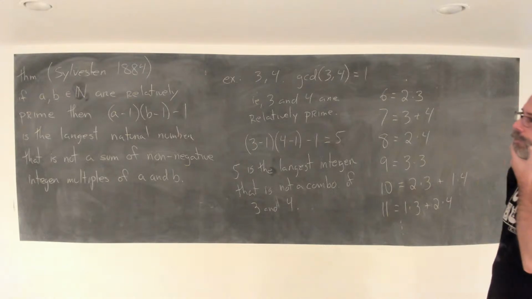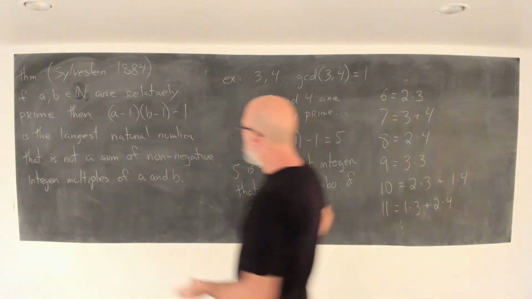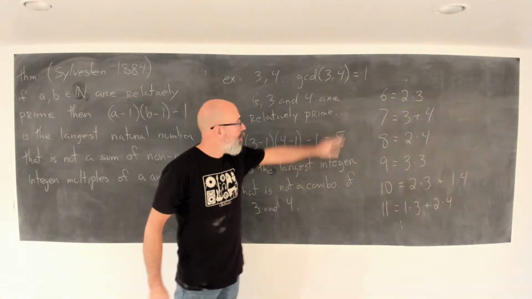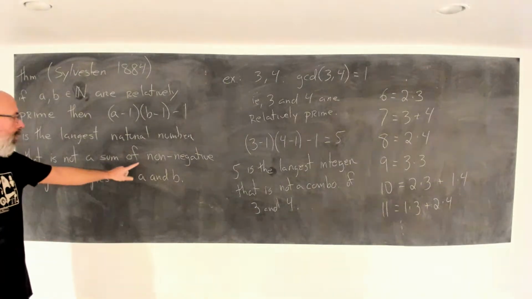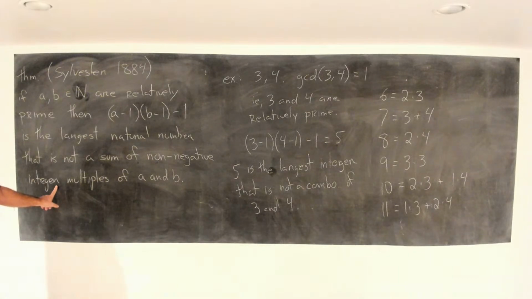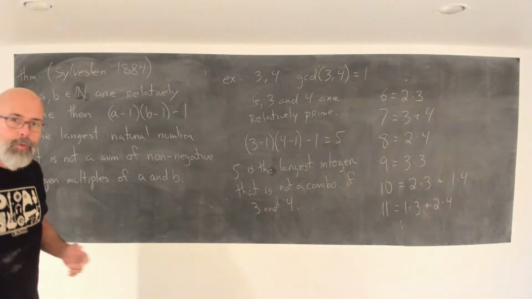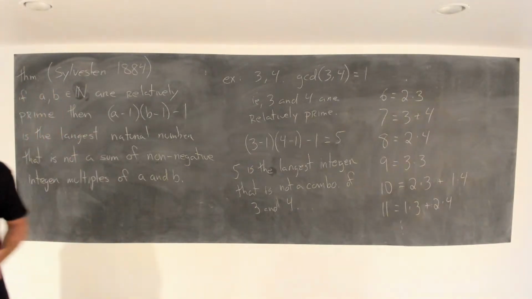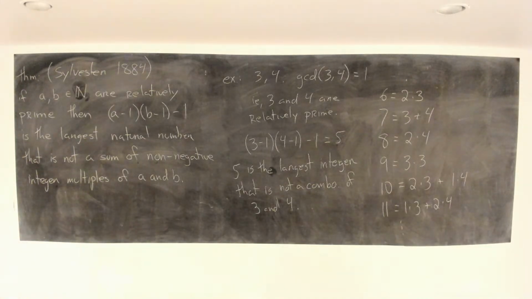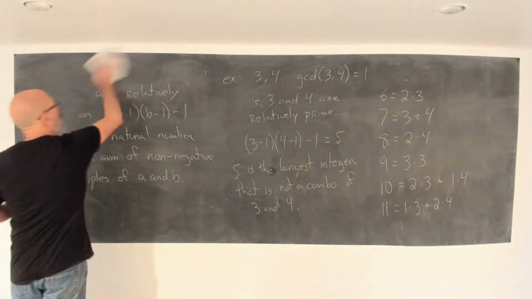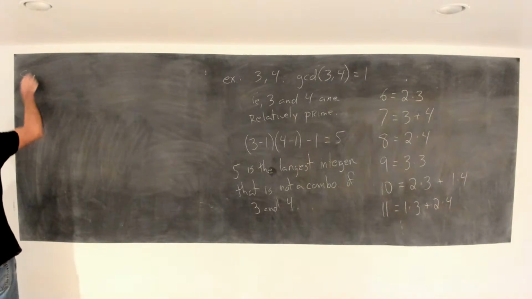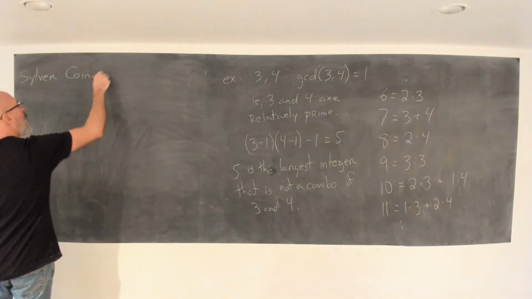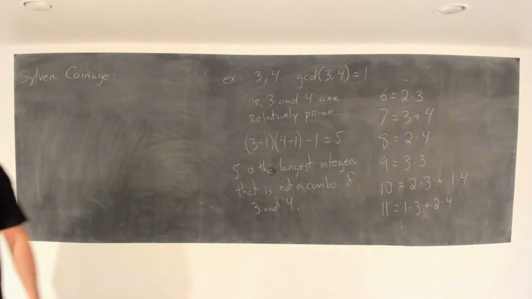Does everybody understand what Sylvester's theorem is saying? I'm not going to prove it, but it's saying that 5 was the largest number which is not a sum of non-negative integer multiples. Questions here? Well, that's just Sylvester's theorem. What does Conway do? Conway takes this theorem and develops a game known as Sylver coinage, in honor of Sylvester.